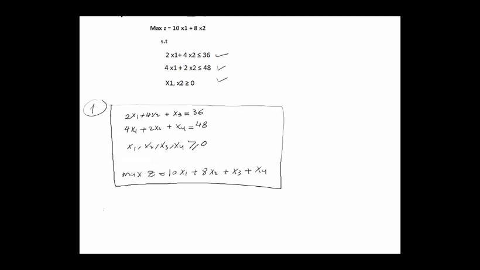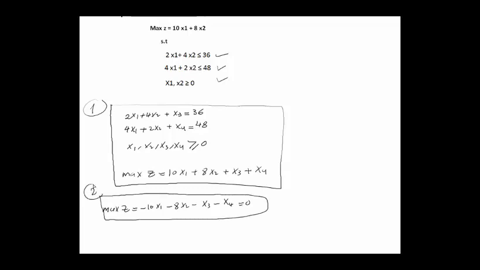Alright, the second point is to equate this objective function to 0. You just need to multiply all these equations by a minus sign, so you get this minus x3 minus x4 equal to 0. So this is the second point in our procedure.